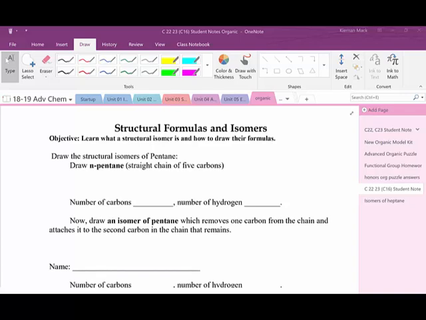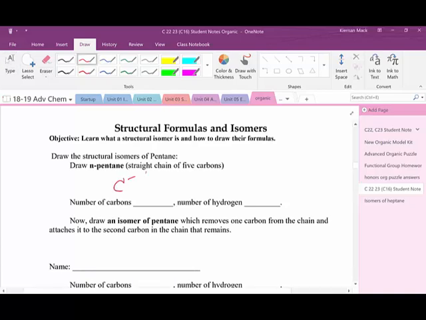This is Mr. Mack from Wheaton Academy, and I plan on instructing on organic chemistry. Beginning on page 4 of the notes, we'll be looking at structural formulas and isomers. Some of you have these notes already, so I'm going to go fairly quickly.